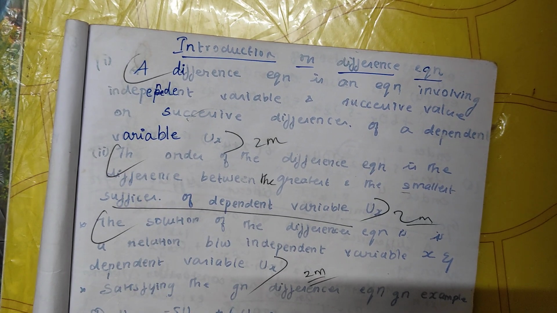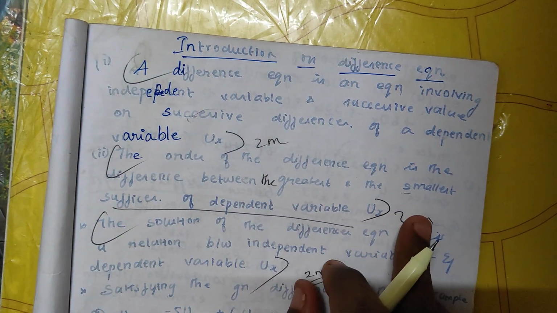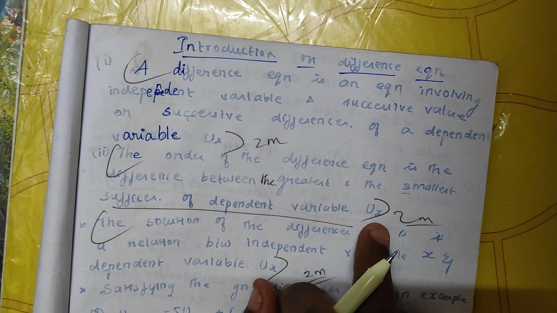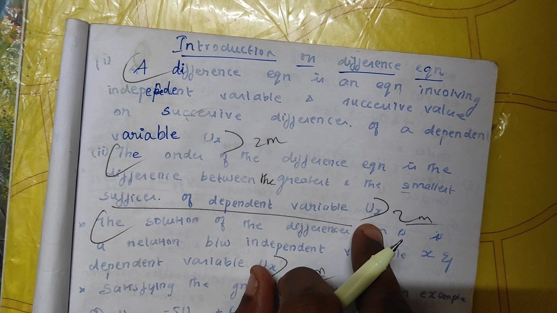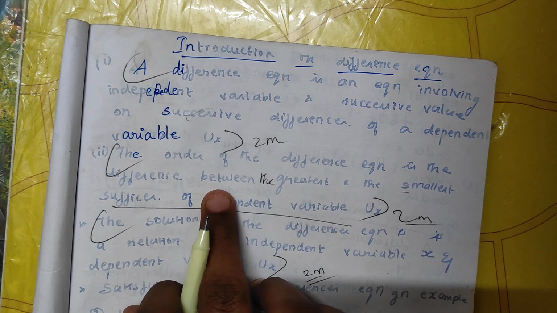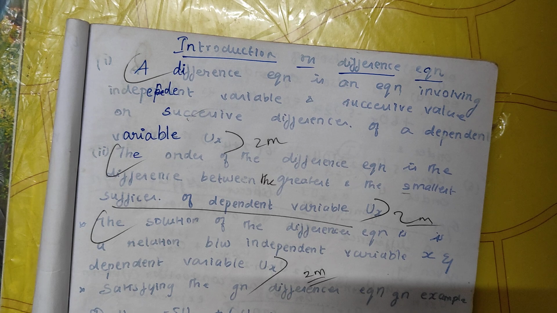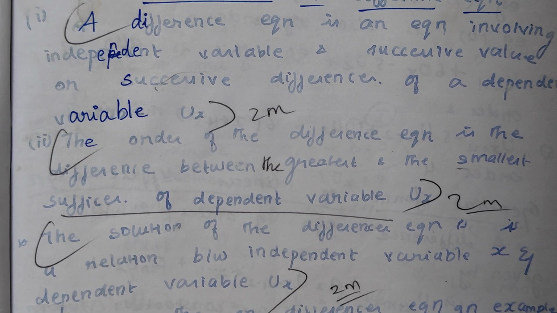Then the order of the difference equation is the difference between the greatest and smallest suffix of the dependent variable ux. So there will be a variable which is known as ux. Okay, so while you are finding the order, you have to find the difference between the greatest and the smallest suffix of the dependent variable ux. Okay, you have to find the difference. This is just a definition. When we go into the problem, you can easily identify.